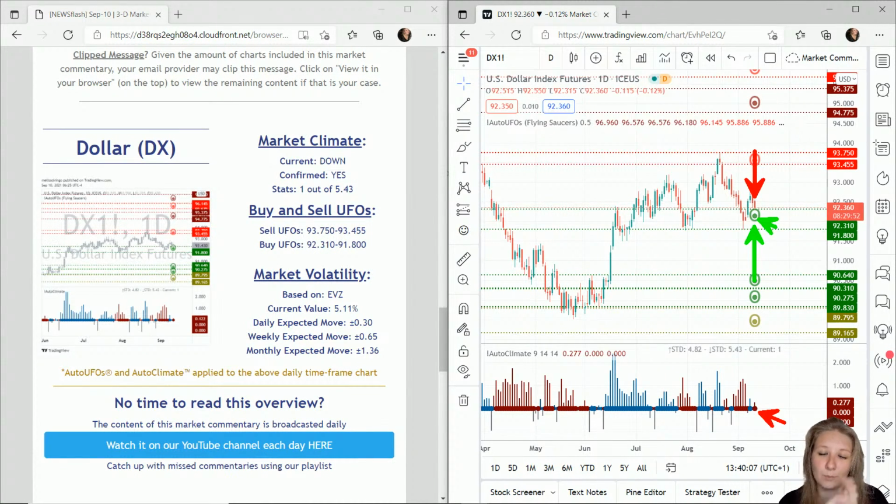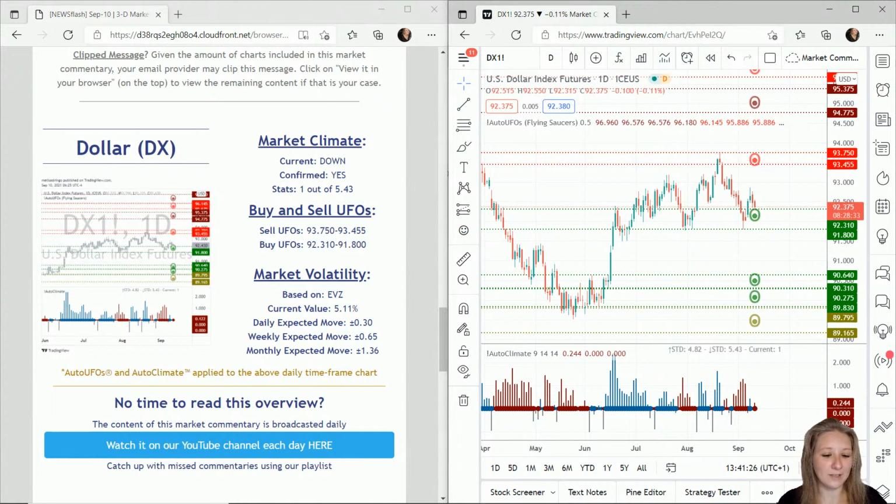Normally we would want those things to line up. So we'd have an upwards climate with buy orders. But here we have a downwards climate and buy orders. So again, I would say with the dollar, kind of indecision there. I wouldn't want to get involved in that fight. I want to see who wins and then jump on that.